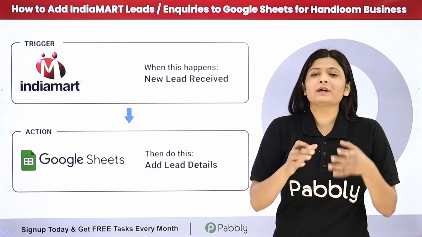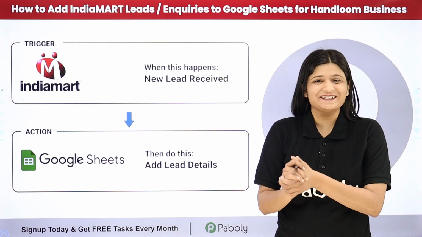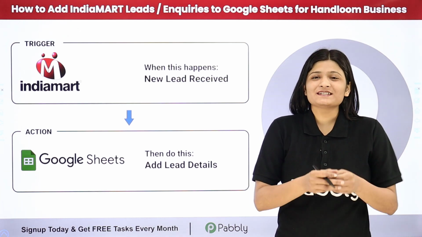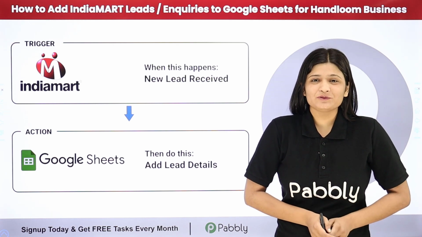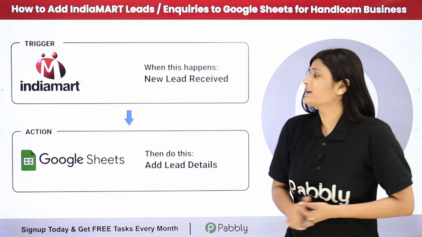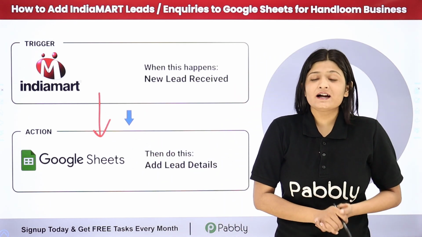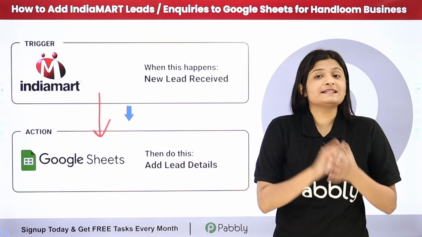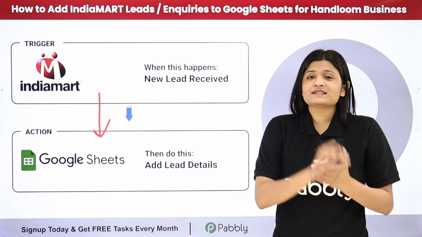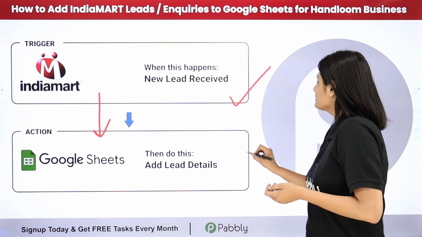So I am going to automate this process, and to do this automation I am going to use Pabbly Connect. Pabbly Connect is an amazing automation and integration software which requires no coding or programming skills. Here I just need to build a connection between IndiaMART and Google Sheets, and with the help of Pabbly Connect, I am going to build this connection in such a way that whenever I receive a new lead in my IndiaMART, it will be automatically added to my Google Sheets.